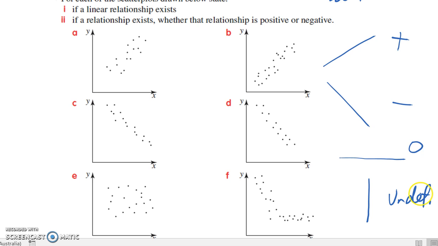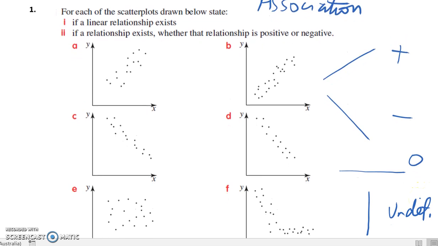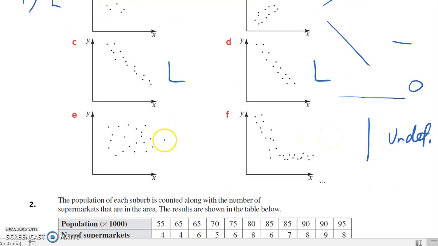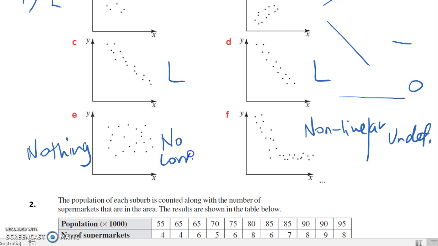First of all, we want to know if a linear relationship exists. That means, is it like a line? So for part I, in this one, we would say it's linear. I'm just going to write L. In fact, most of these are linear. This one is just all over the place, so we'd call this nothing. This one would be non-linear because it's a curve. For E here, there's no relationship, so we call this no correlation.